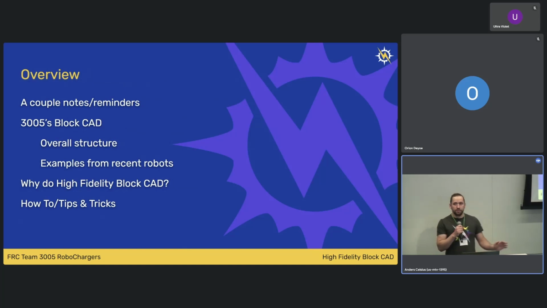So that's a quick overview of what we're going to talk about today. I've got a few notes I'm going to start off with, just for some context for this talk. Then we're going to talk very briefly about the block CAD process that 3005 uses, what I mean by block CAD. Then I'm going to give a pitch of why I think you should use the process that 3005 uses. And then towards the end, we're going to go through in a lot more detail about how to actually implement it. I have a ton of content in this slide.